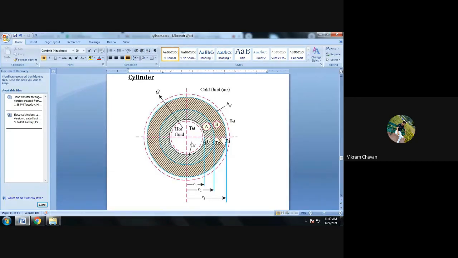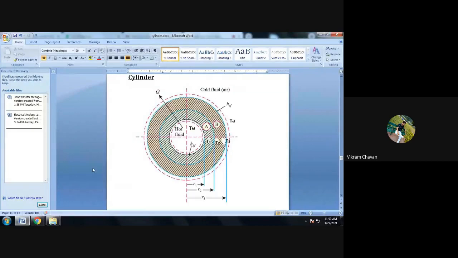Now T1 is the internal surface temperature of A cylinder. T2 is the external surface temperature of A cylinder. The same temperature T2 we can consider as the internal surface temperature for B cylinder, and T3 is the external surface temperature for B cylinder.